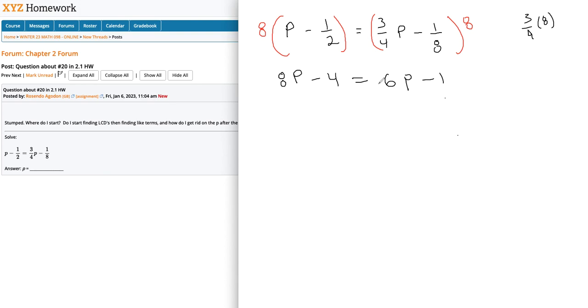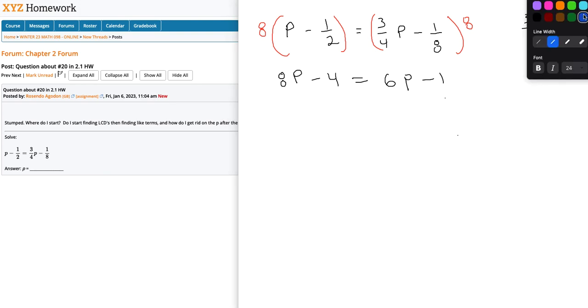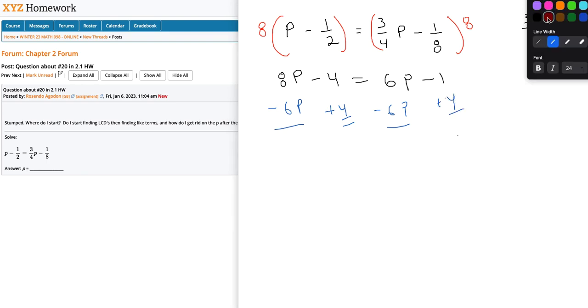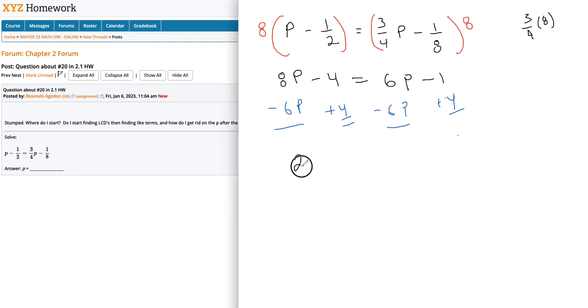Now you could subtract that 6p over and collect your variables on one side. So that would make, and I'll go ahead and add the 4 at the same time. Now we would end up with 2p, that cancels, -1 plus 4 would equal 3, and then dividing over the 2, we get 3/2.